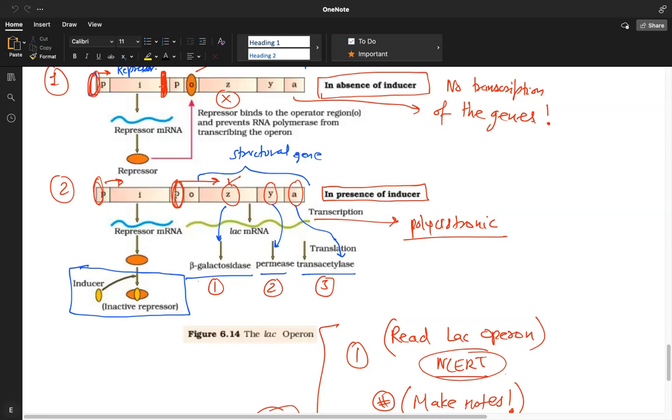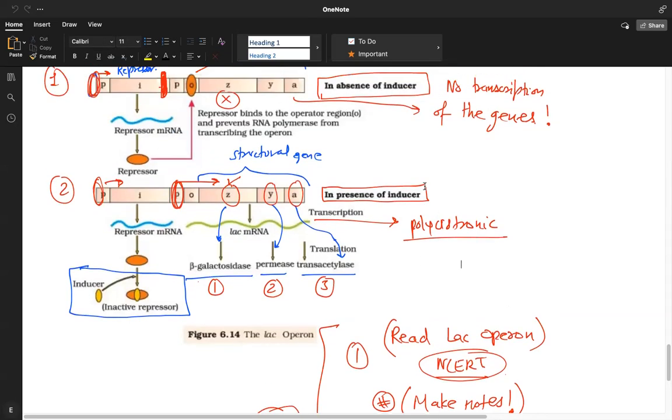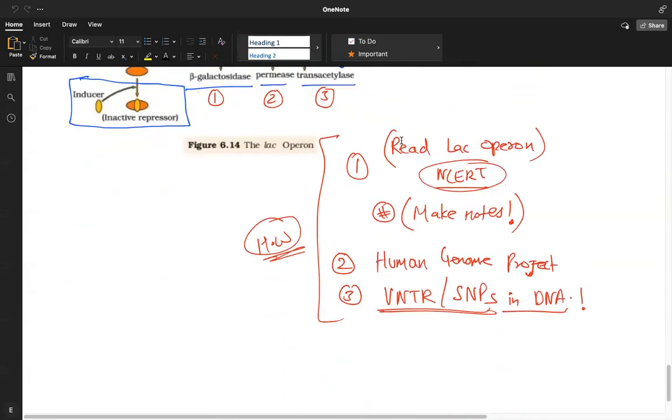And hence, RNA polymerase can sit at the promoter of the operon and can transcribe all three genes as one single mRNA, because I told you it is polycistronic. And then when the protein is formed, three different proteins will be formed from that mRNA. Is it clear, everyone? So in the presence of inducer, there will be transcription and translation happening. An inducer means something that induces a process. So here, transcription and translation are being induced. Everything is clear?